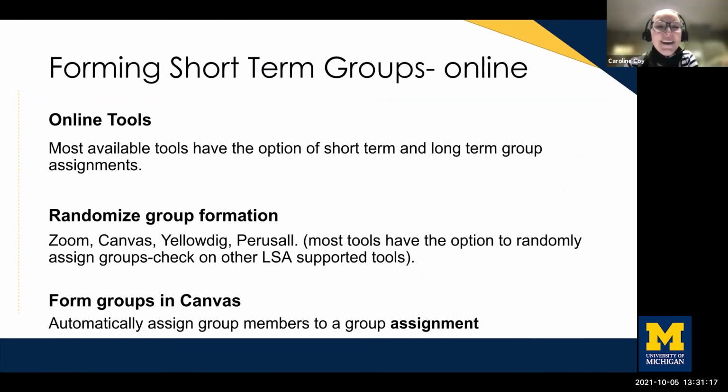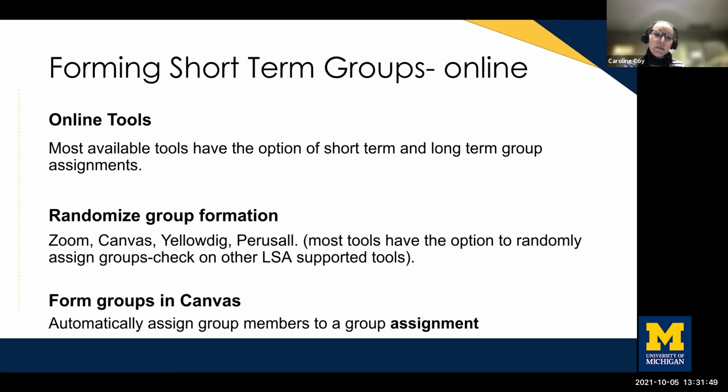So quickly, if you're interested in forming short-term groups in an online modality, you can use online tools to randomly sort students into groups. I'm sure we're all familiar at this point with Zoom breakout rooms, and there's the option to manually assign or to randomly assign. For a short-term group, you're not going to want to spend a lot of time figuring out who should go where. Randomly assign is great for a short-term group.